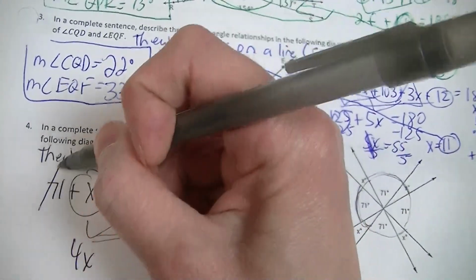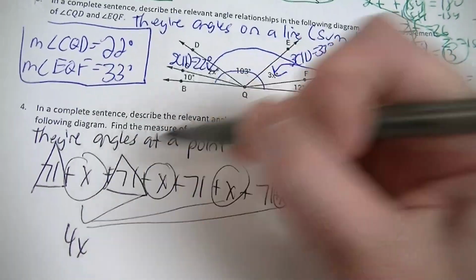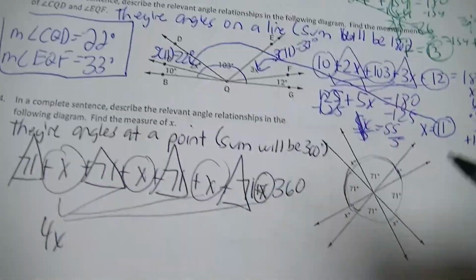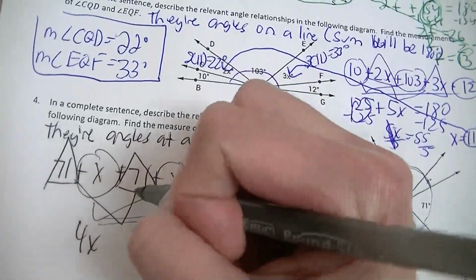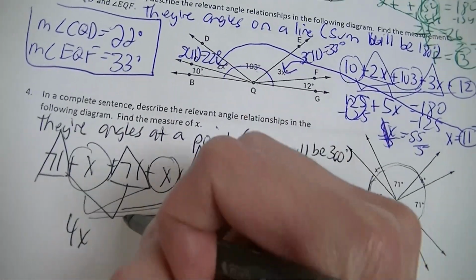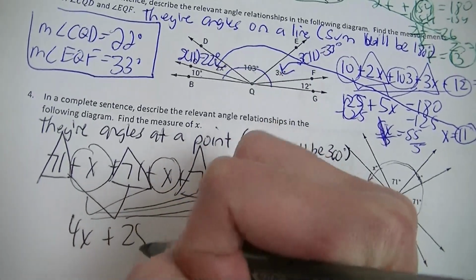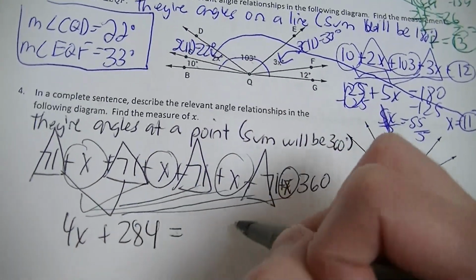Okay, now let's combine those constants. 71 plus 71 plus 71 plus 71. There's 4 of them, right? 1, 2, 3. Okay, good. 71 plus 71 plus 71, 4 71s, when you add them together, is equal to a positive 284. Bring down your equal sign, bring down your 360.